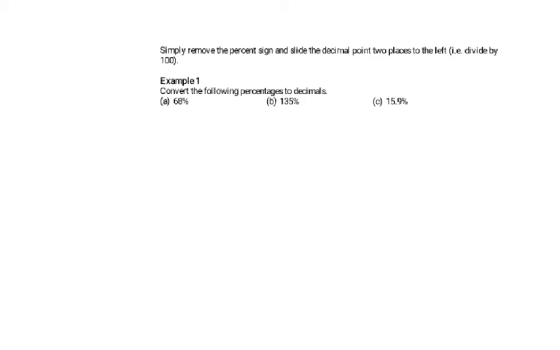So to go from percent to decimal, we drop the percent sign and we slide the decimal place 2 places to the left, which is dividing by 100. So 68% becomes, if you think about where the decimal is in the number 68, even though it's not written, it's always after the last digit. So the decimal place goes from there, and we slide it 2 places to the left, so the decimal place is going to end up in front of the 6. So we end up with 0.68.